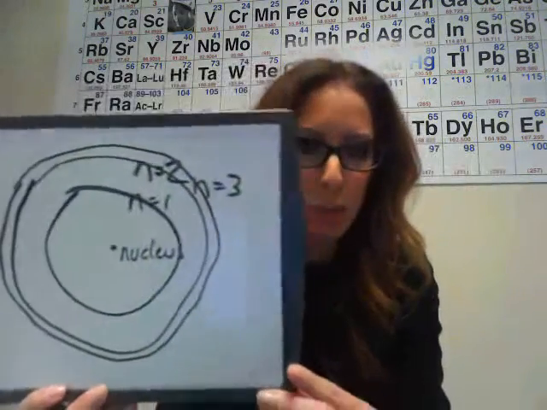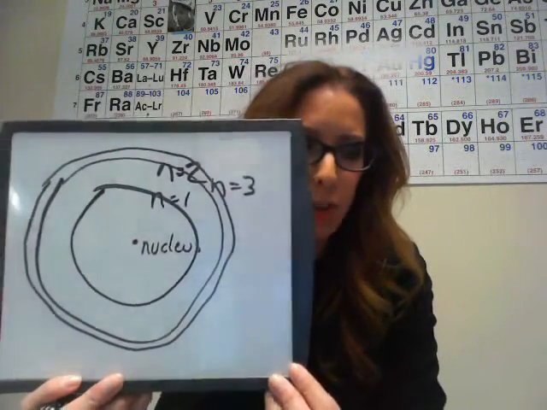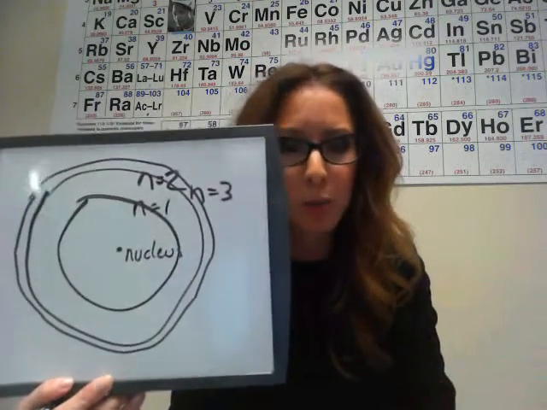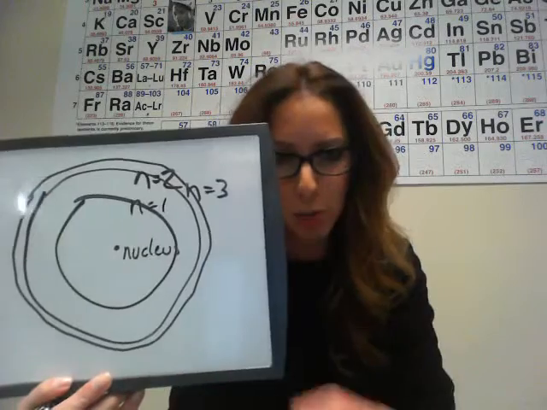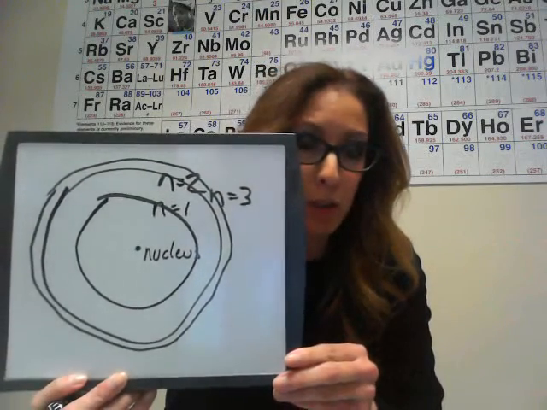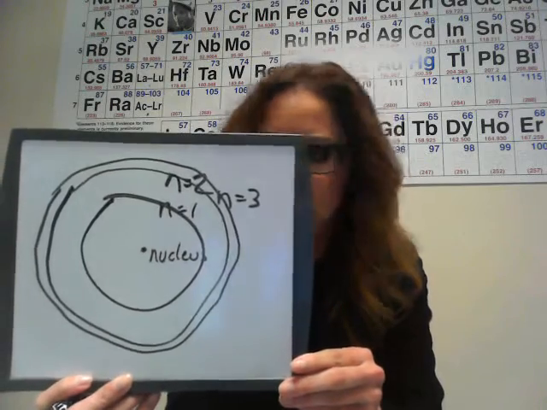Okay, let's talk about the Bohr model of the atom. The Bohr model of the atom states that electrons exist in distinct energy levels outside the nucleus, and those energy levels are labeled with the variable n. These actually correspond to the periods on the periodic table. So the first period would be n equals 1, the second would be n equals 2, the third would be n equals 3, and so on. And the further away you get from the nucleus, the closer those energy levels get to each other.